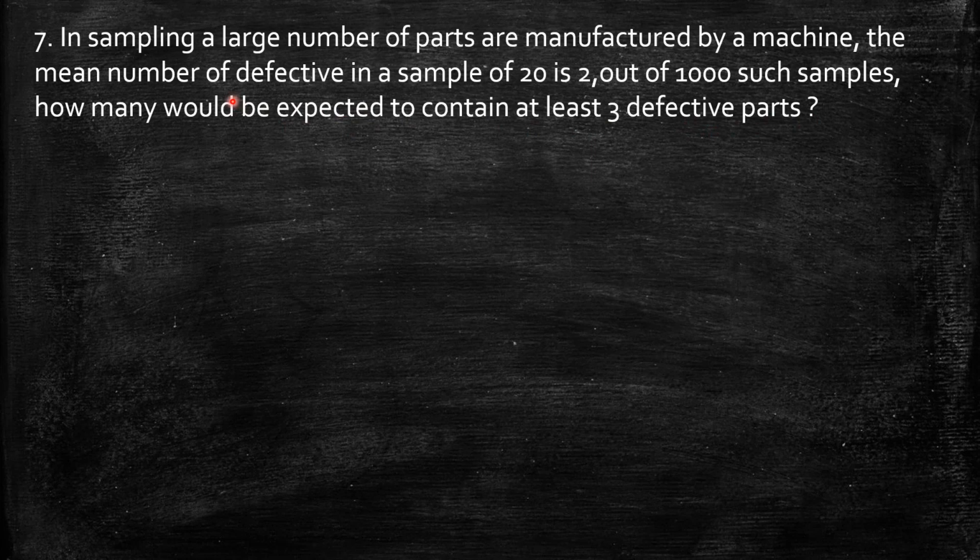So here, the probability of a defective, that is P, is not given directly. Instead, the mean number out of 20 is given, that is 2. So that means N is 20 and NP is 2. Mu is NP, that is given 2. With that, we can get P first.